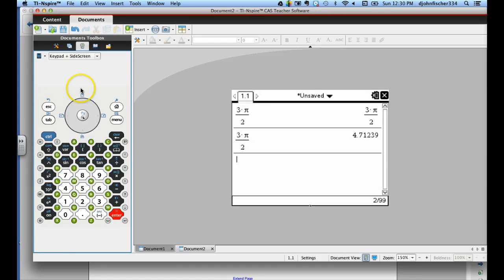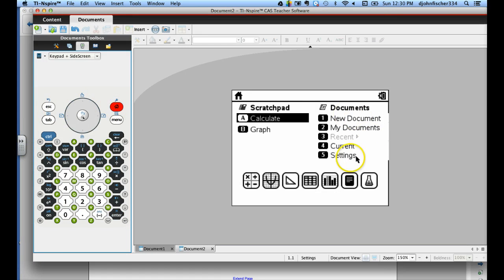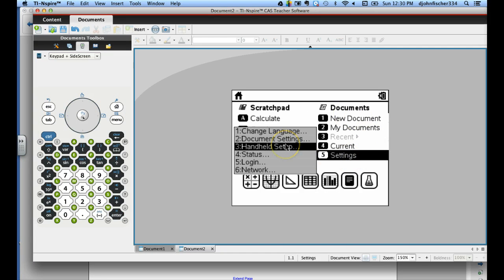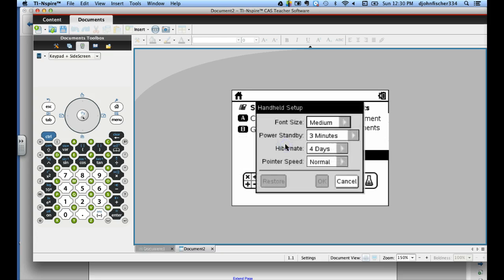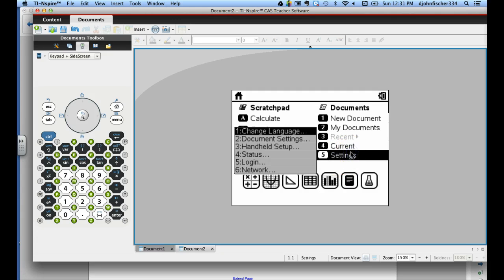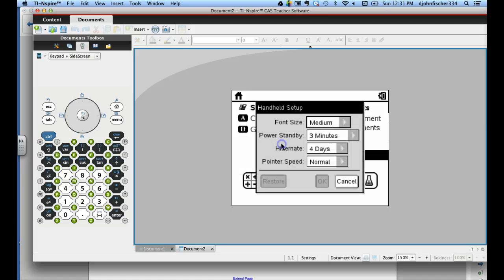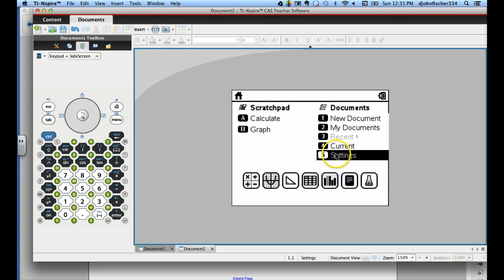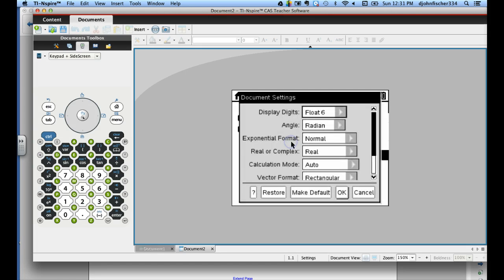Okay, here's my calculator. First thing I'm going to do is go home. I'm going to go to settings, handheld setup, document settings. There we go. I want to make sure it's in radians. Pi over 4 is a radian measure, so we make sure it's in radians.